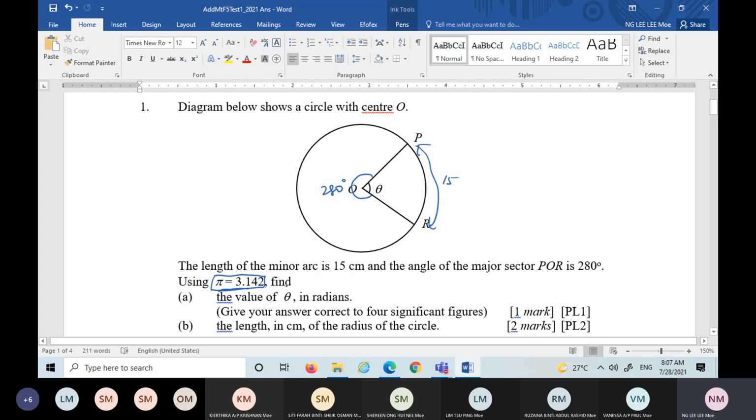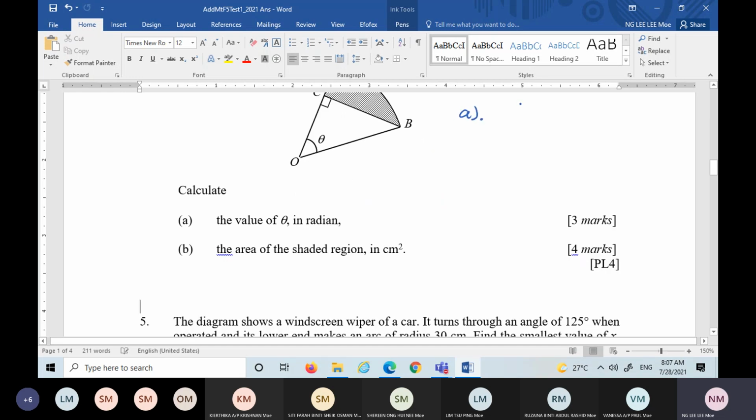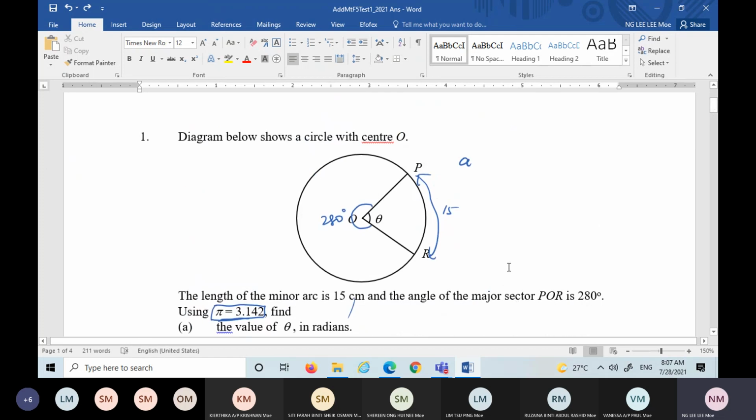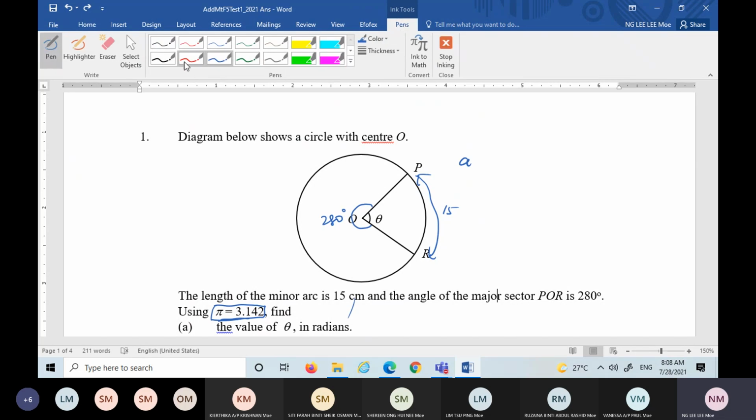Okay, so for A, find the value of theta in radians. So you have to find this angle. First of all, very simple. You just get 360 minus 280, the major sector angle, to get the theta. But this one is in degree. So this one you get 80.